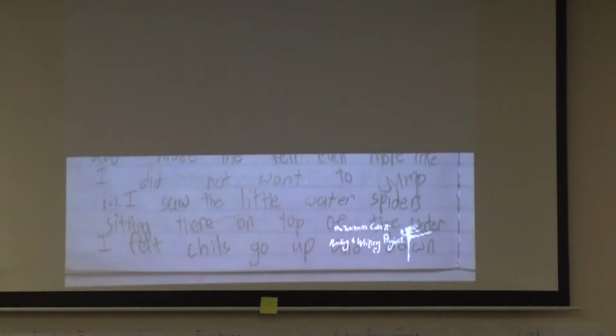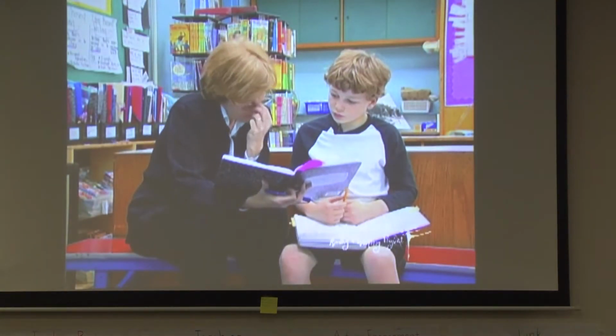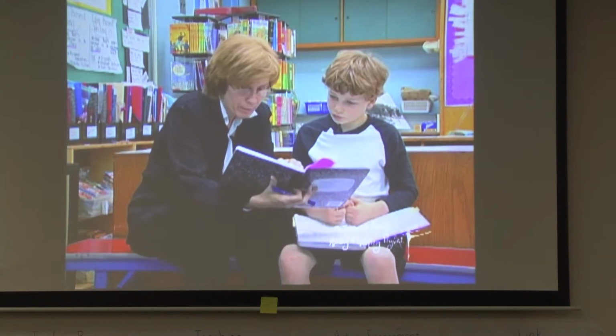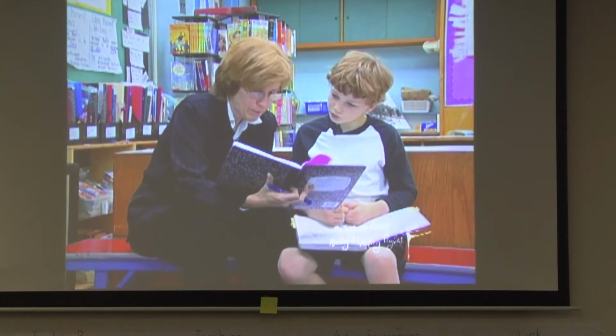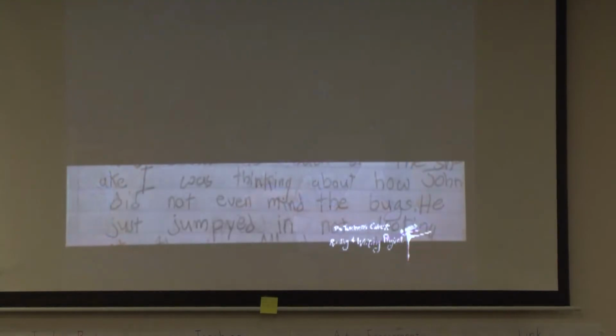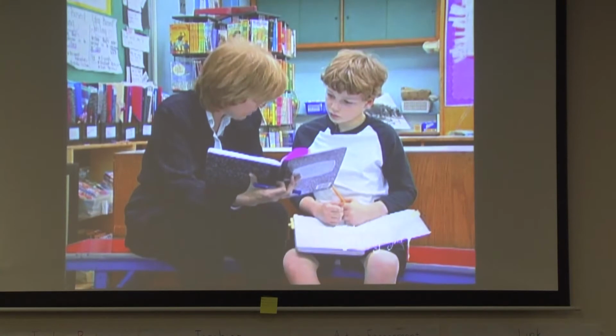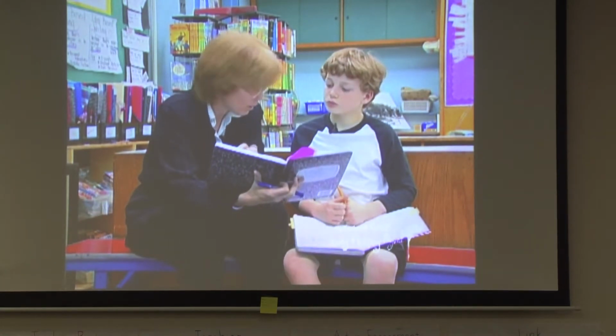Right, so let me give you one pointer. I saw the little water spiders sitting there on top of the water. I felt chills go up and down my back. Okay, this is beautiful. See, here, you were really in the moment when you're writing about being afraid and imagining the snakes and so forth. And then you shifted here. I was thinking about how John did not even mind the bugs. Okay, I'm going to try to say to yourself, read over everything you write and see when you get out of the moment. And see if you can put it in the moment.